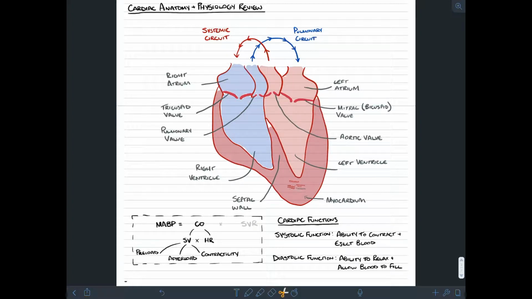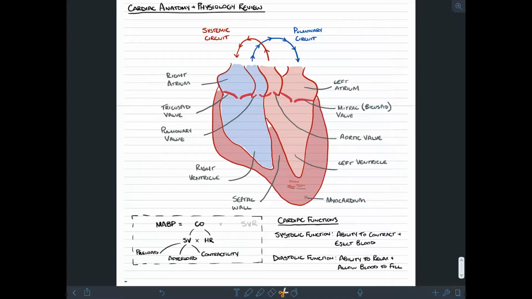Afterload, which is the amount of force it's fighting against to contract. So a couple examples are valves or the vessels themselves, or the pressure that the vessels are under. So the systemic pressure would be your afterload as well. Contractility is the force that the heart actually contracts with.